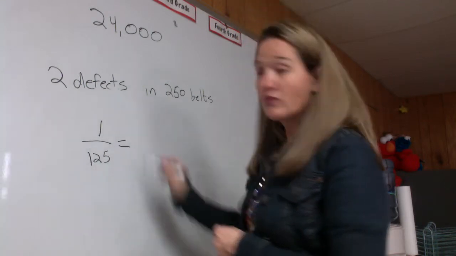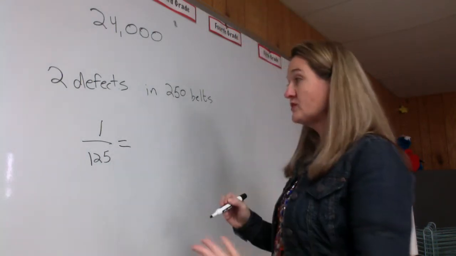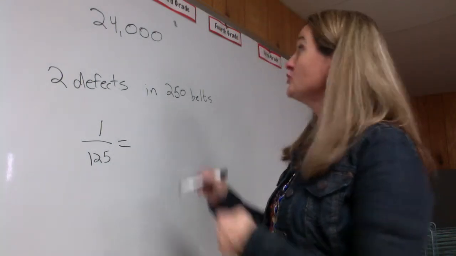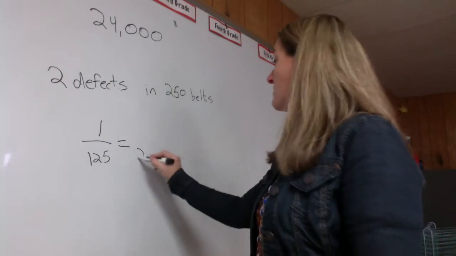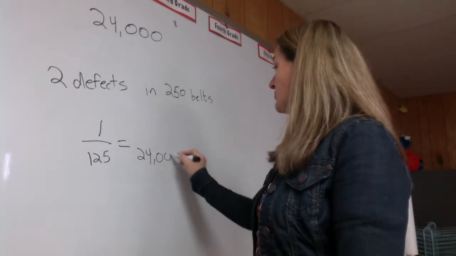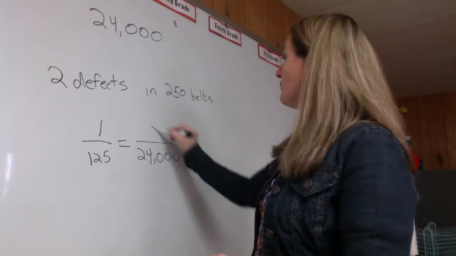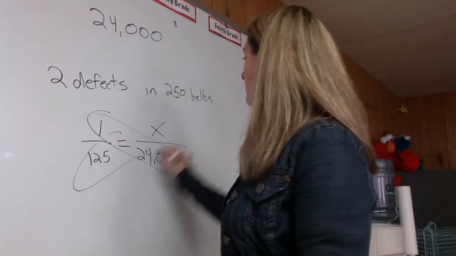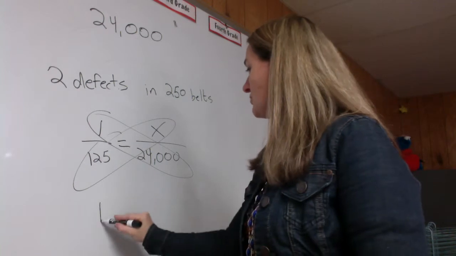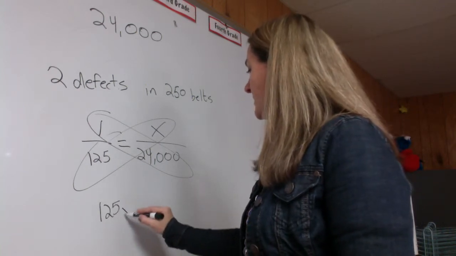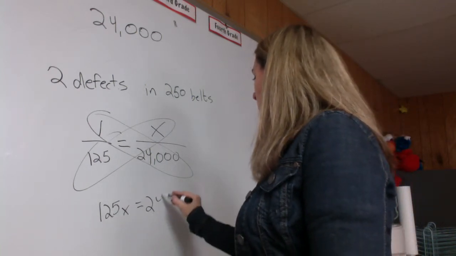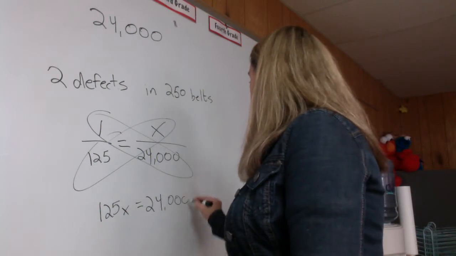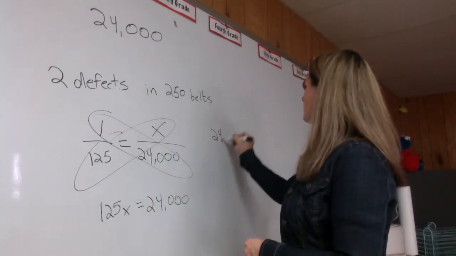We're going to make a proportion. Now, 1 over 125 is proportional to what number over the total population, which is 24,000. So do my cross products. 125x is equal to 24,000. Let's go and solve this.